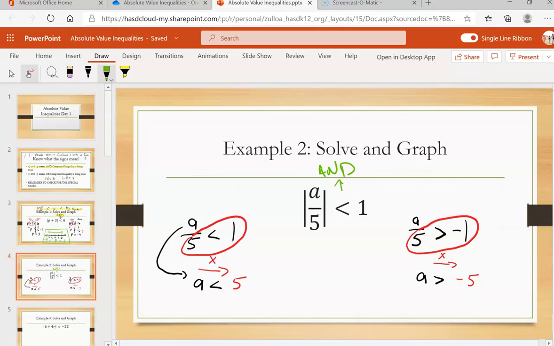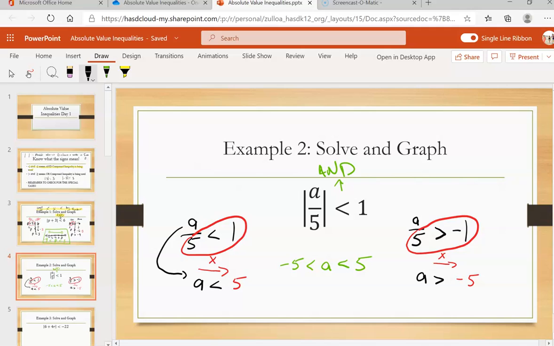Remember, your small number is on the left, so your small number is -5. Your inequalities are always pointing to the left, so less than. A is in the middle, variable is always in the middle. Another inequality, and the big number is 5, so 5 goes on the right.